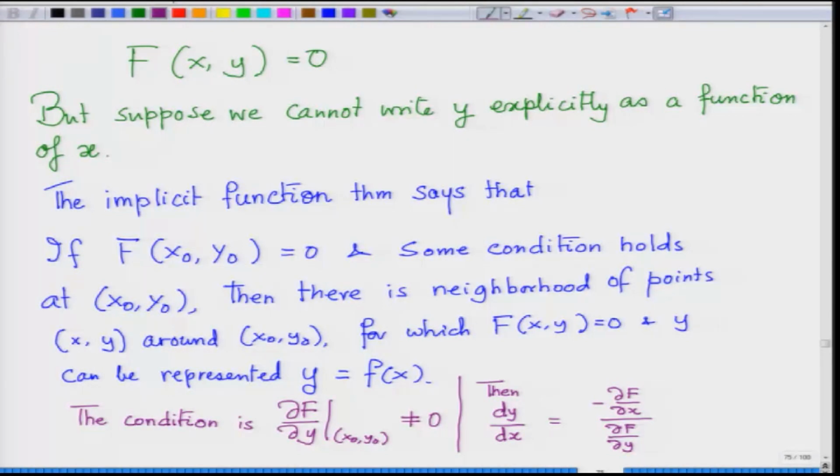So, if this condition is not satisfied, then this thing may not be true around the point (x naught, y naught), which is lying on the curve satisfying the equation f(x, y) equal to 0, and that is what we are going to show through an example, that this condition, del f/del y evaluated at (x naught, y naught) not equal to 0, is important. Let us see what happens if it fails.